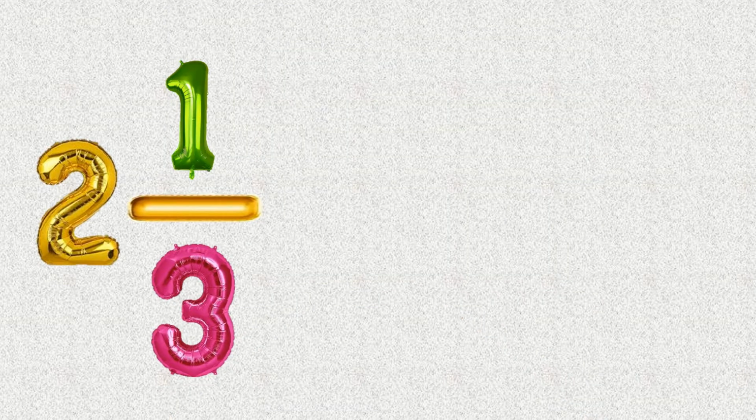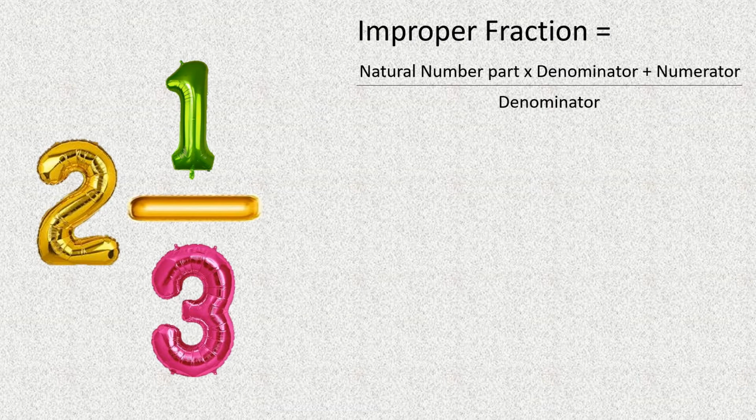Let us take one example. Change 2 1/3 into an improper fraction. We know that improper fraction is equal to natural number part multiplied by denominator plus numerator, upon denominator. Now put the value. Natural number is 2, so write 2 in place of natural number part. Then write the multiplication sign as it is. Then put the value of denominator, which is 3. Then write the plus sign as it is. Then put the value of numerator, which is 1. Then draw the division bar. Then write the value of denominator, which is 3. So we get 2 multiplied by 3 plus 1, upon 3.